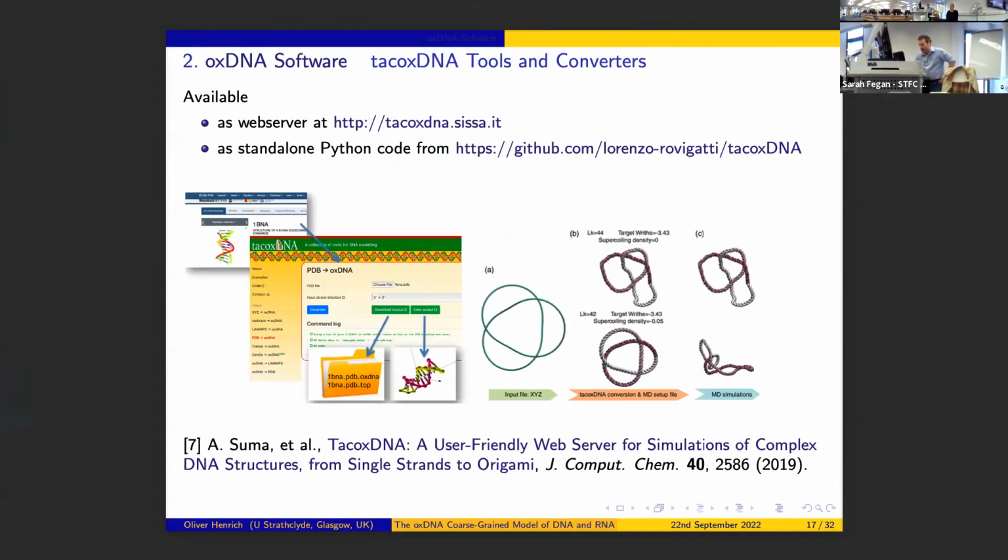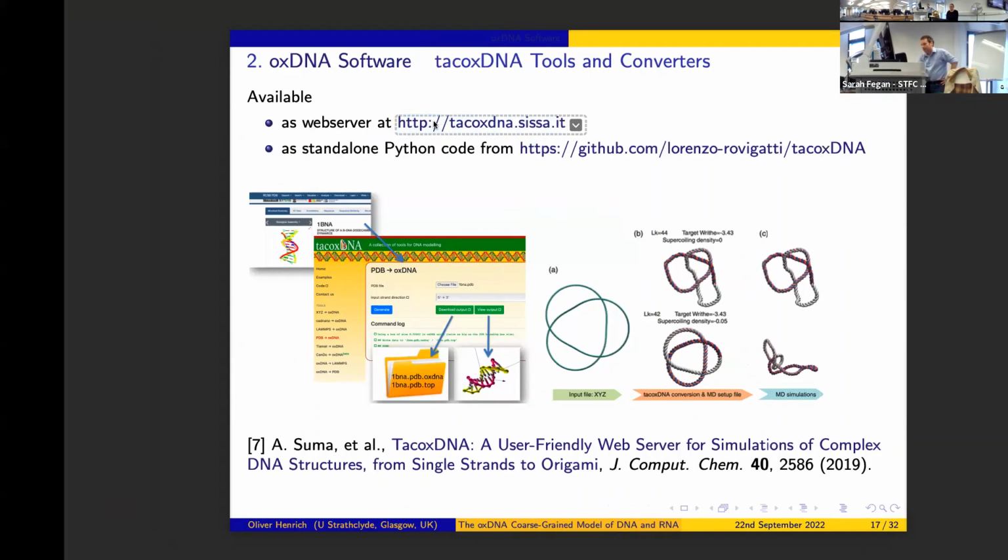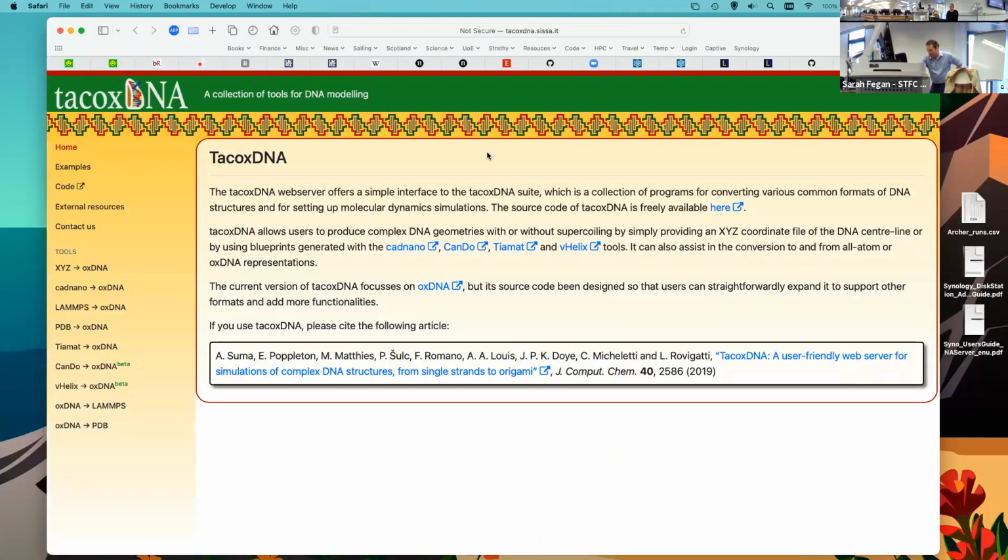There's just two tiny bits. These tools and converters are available as a web server, which has almost the complete functionality. I'll just go there quickly. So this is what it looks like. CINECA is in Italy, in Trieste, a very beautiful, really great place. And so you can convert between different formats. I'll tell you more in a moment.